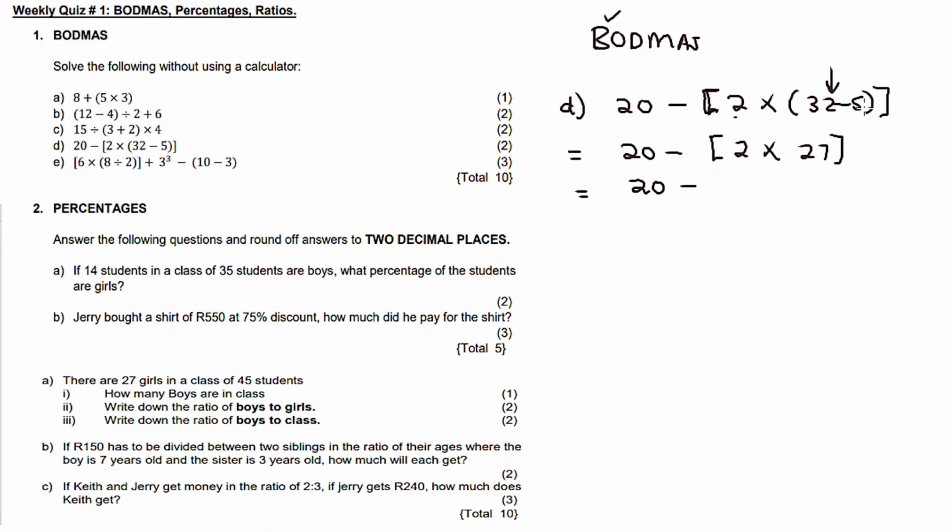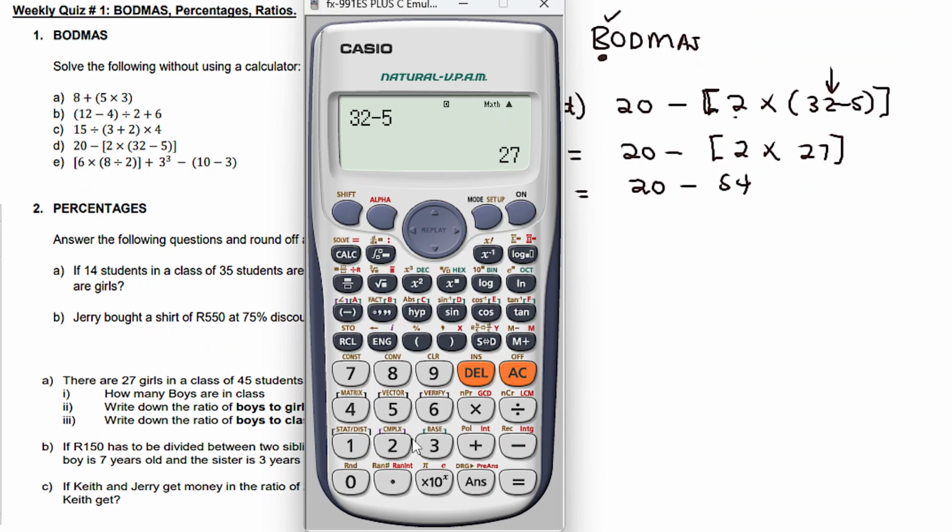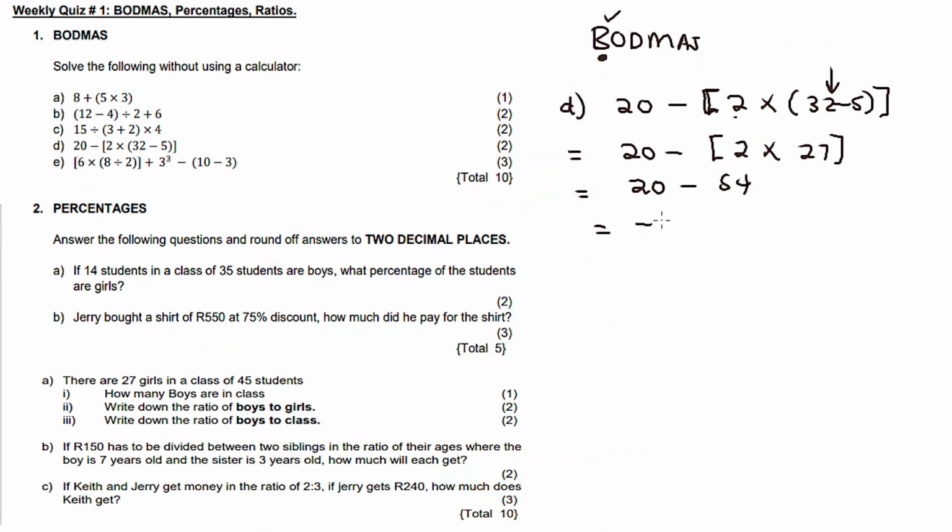So now that the oval bracket is gone, I'm now going to prioritize the square bracket, right? Remember, we are still on B, solving for the bracket. So 27 times 2, that's 54. But let's just confirm. 27, not 57. 27, yeah, 54. So a 20 minus a 54, that should be a 34. But just for confirmation, the answer is minus 34. This is our answer, guys.